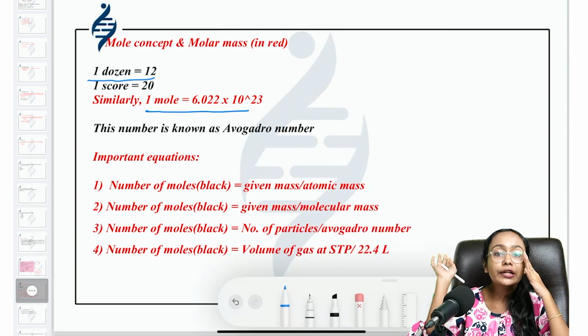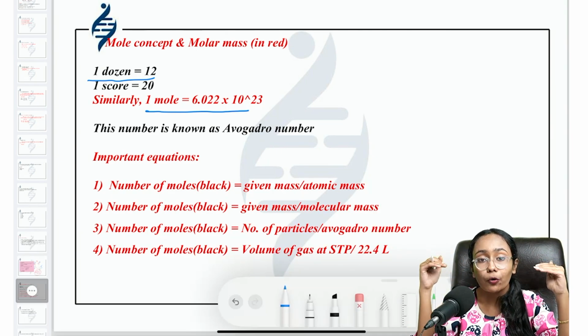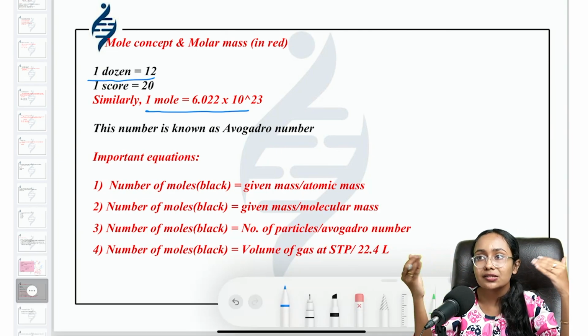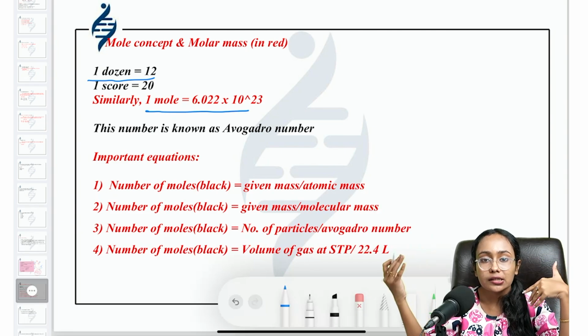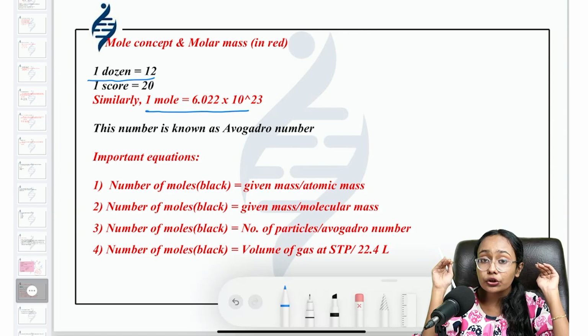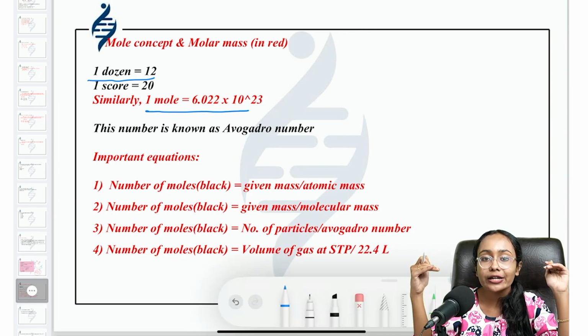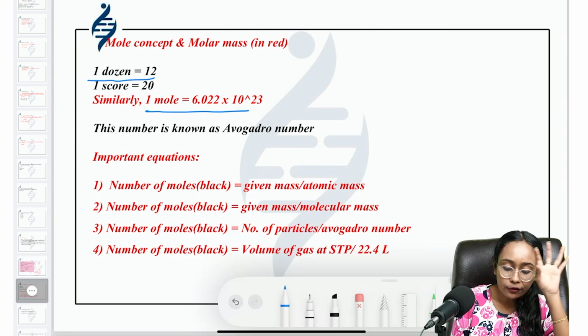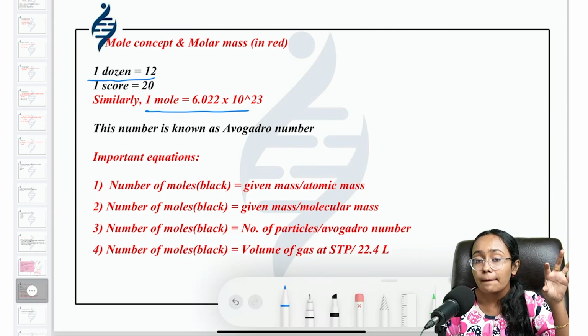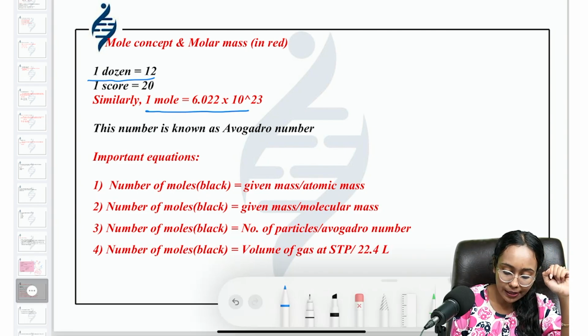We have 4 different equations to find the number of moles of something, which is usually asked in numerical problems. You're asked to find the number of moles of this, that, etc. So you need to know 4 basic equations to find the number of moles. Okay, and it's given here, number of moles equal to given mass by atomic mass.